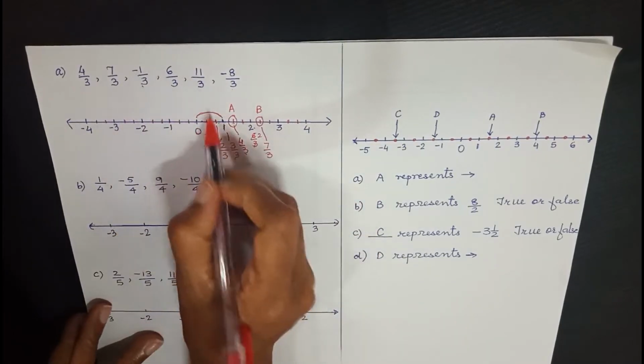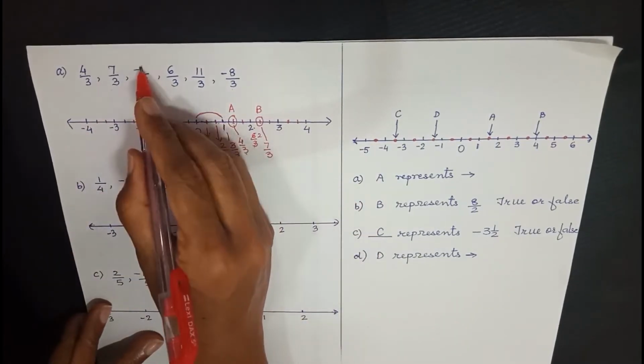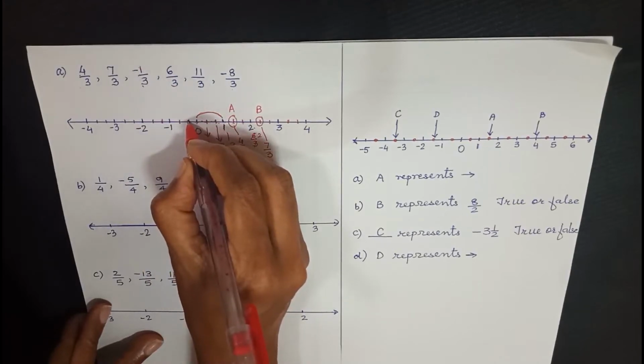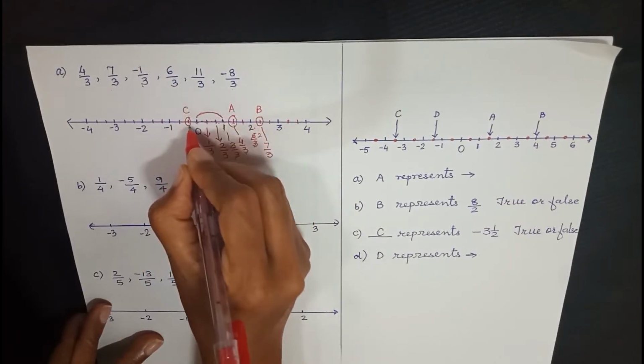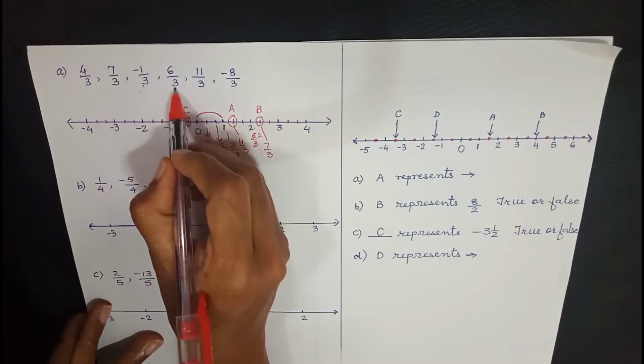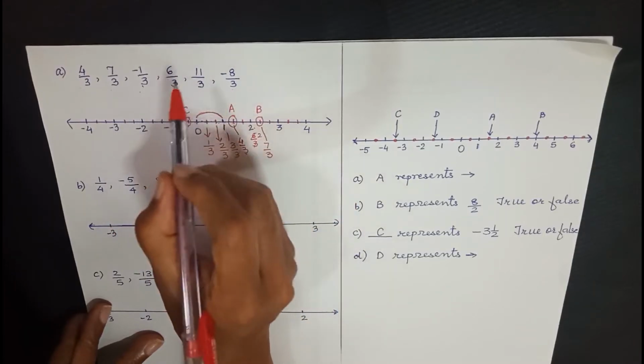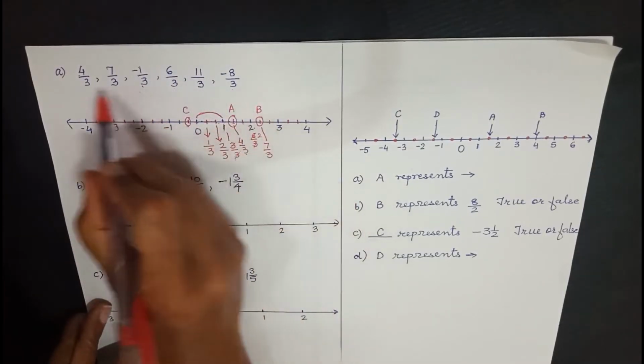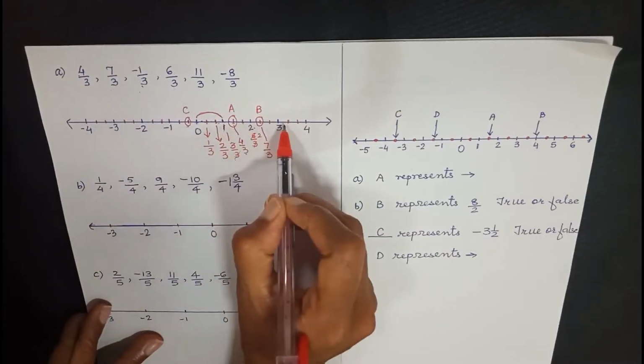Minus 1 upon 3. So we go on the negative side, minus 1, which is the first point. So this point will represent minus 1 upon 3. Similarly, 6 upon 3. So what we do is, we have already taken care of the denominator by dividing into 3 parts, right?